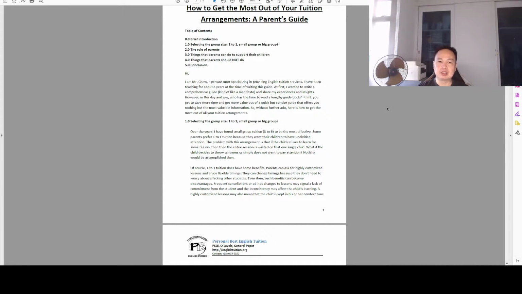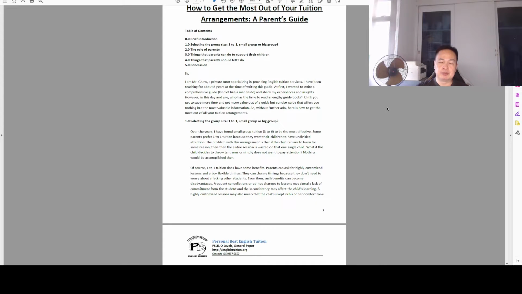Now, one-to-one, parents typically think that it's advantageous because the tutor will be able to give your child undivided attention. But there are also some disadvantages. For example, one-to-one tends to be more expensive. And if the child does not pay attention during the lesson, then the entire lesson is wasted because the tutor cannot turn his or her attention to another student. And if the child just refuses to learn, then that poses a problem for everyone.